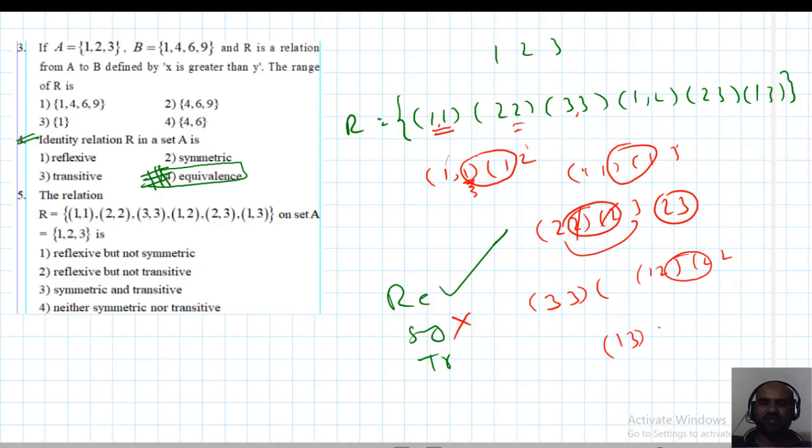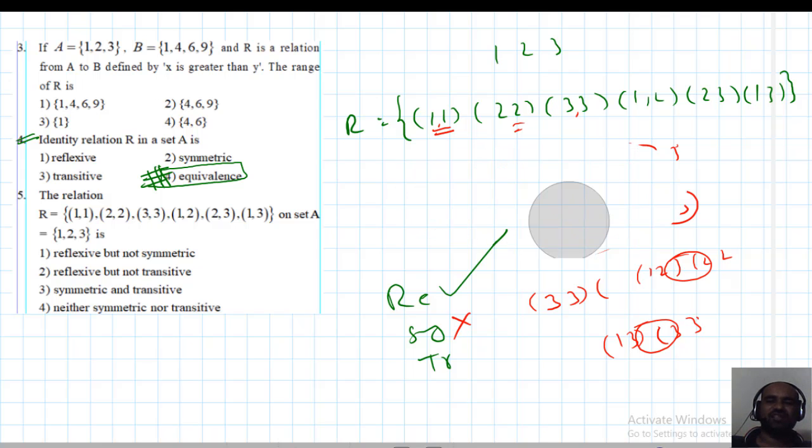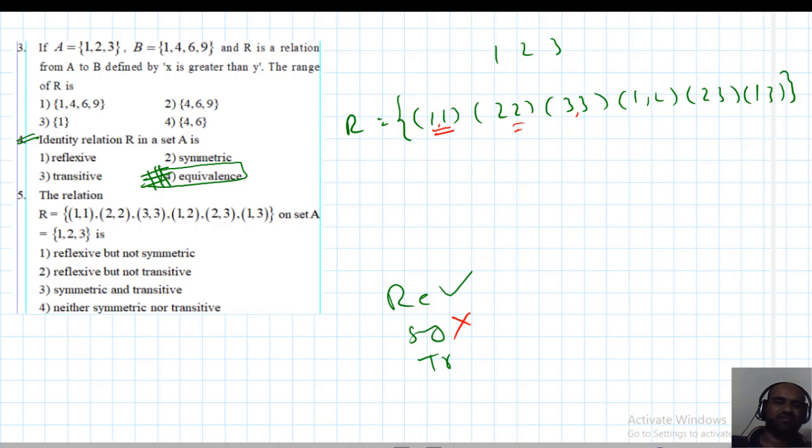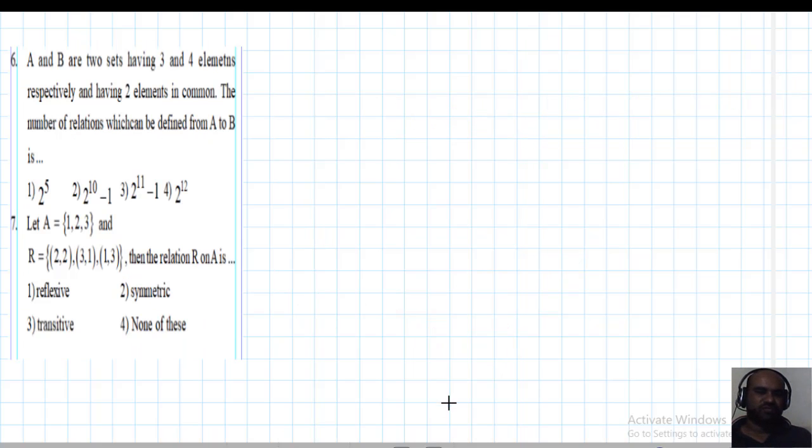1 comma 3 and 3 comma 3, 1 comma 3 completed. What is the meaning of this? Transitive is satisfied. R is satisfying transitive. The options: reflexive and transitive; reflexive but not symmetric; reflexive and not transitive; symmetric and transitive. Sorry students, I will move with the first option. Reflexive but not symmetric. Okay, that is correct.